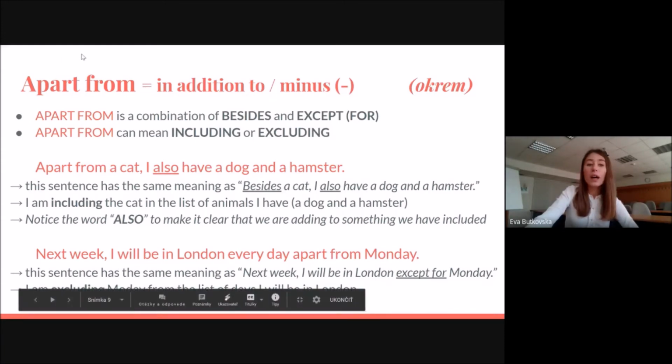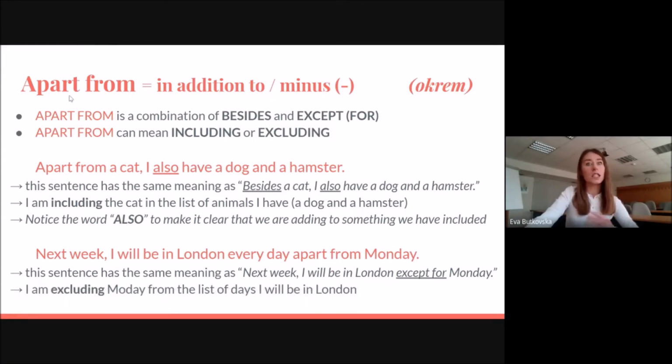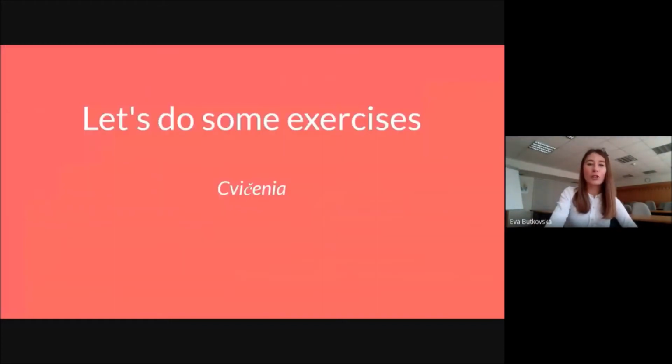So, like I said, "apart from" is something additional, but it's important to know the difference between "besides" and "except for". If you think about the translation to Slovak, it comes to us as native Slovak speakers that it's the same, but be careful, it's not the same. Good, so let's do some exercise.